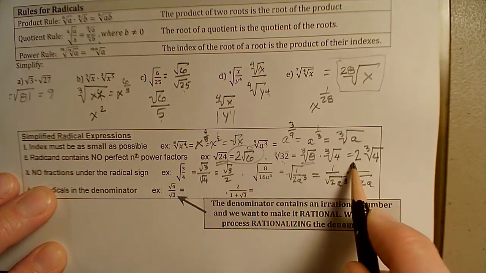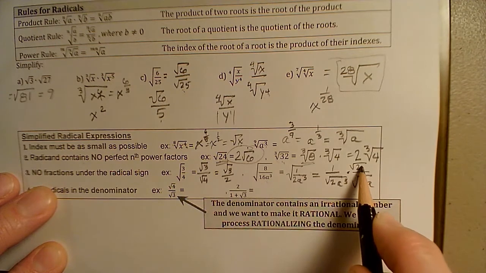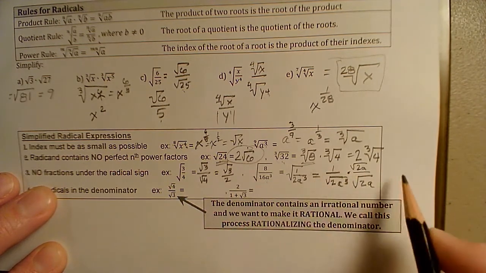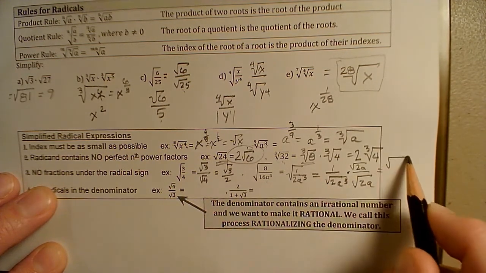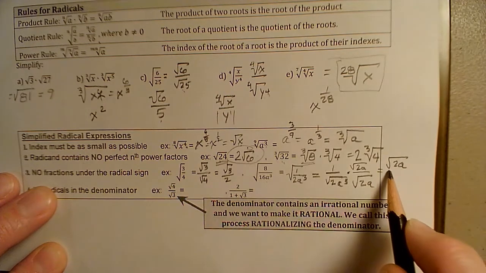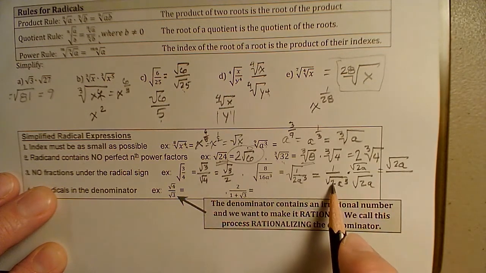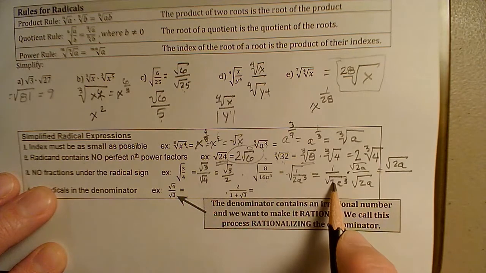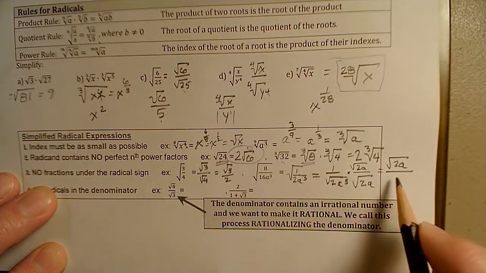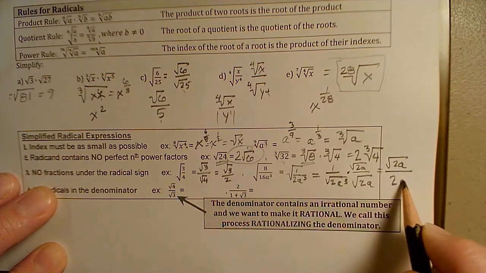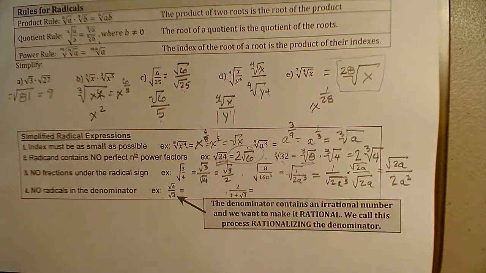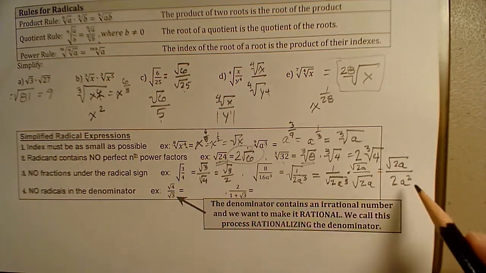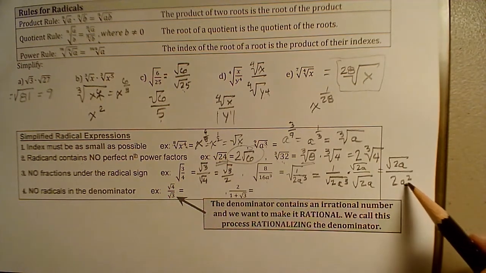And I'm going to do the same thing upstairs because I have to be fair. Multiply top and bottom by the same thing. So this is going to be the square root of 2a over, and then what's left? I have the square root of 4a to the 4th. So that's just going to be 2a squared. All right, so that would be considered simplified because I no longer have a radical in the denominator.